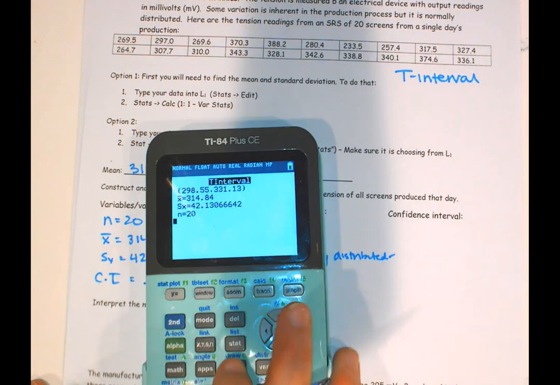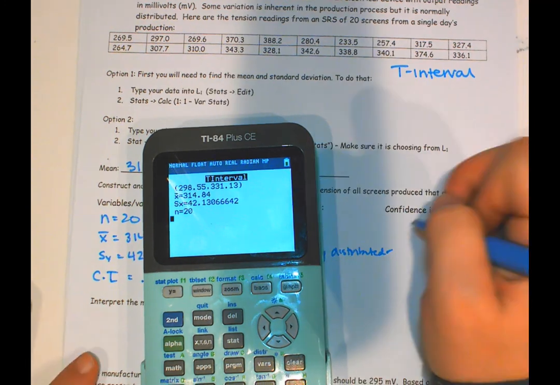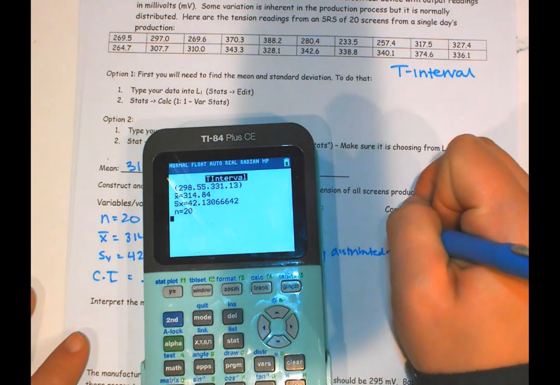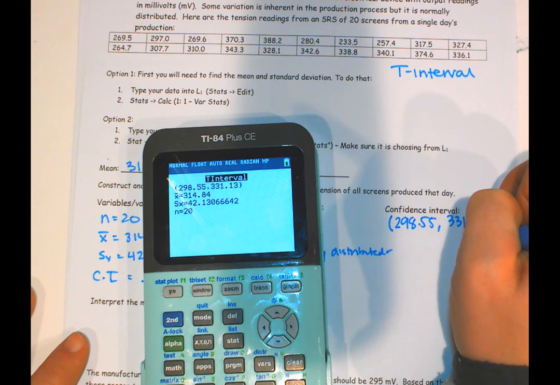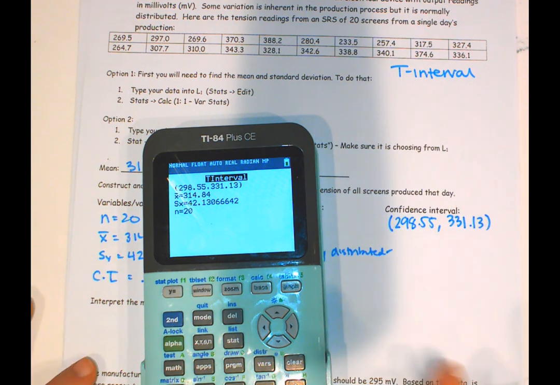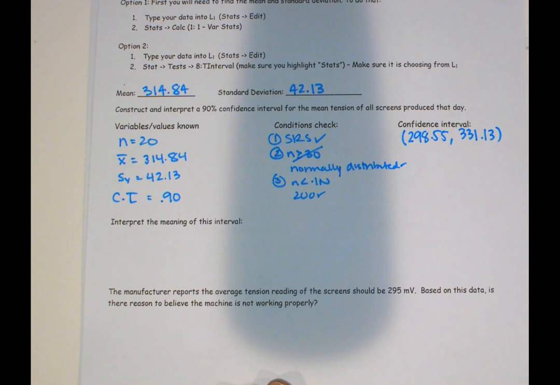So, it doesn't quite matter, but I get my confidence interval to be 298.55 to 331.13. So then I can go ahead and interpret my results.